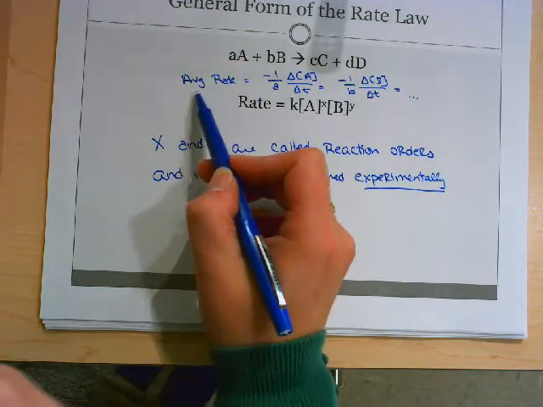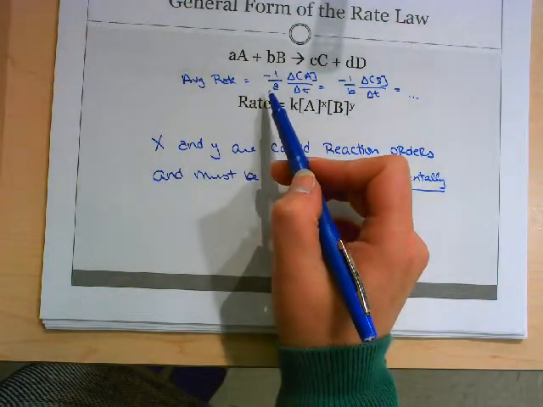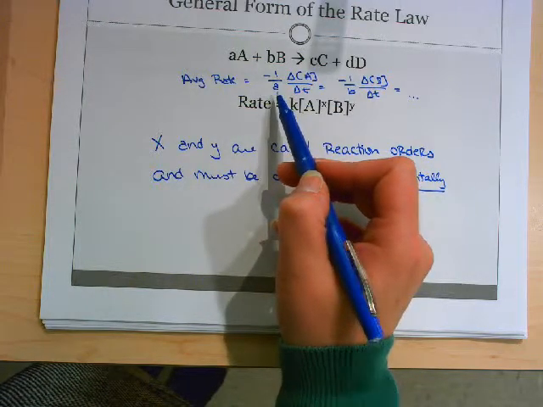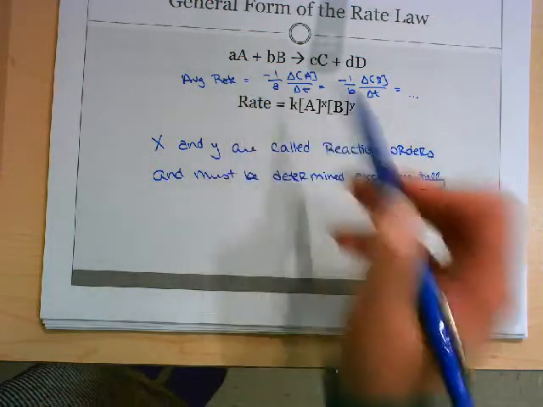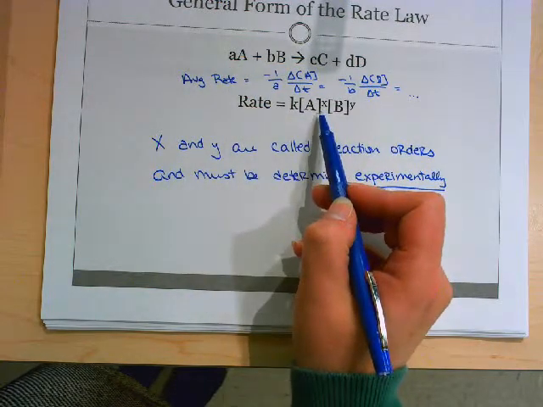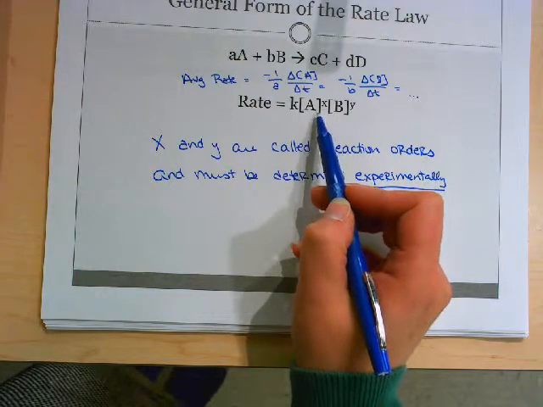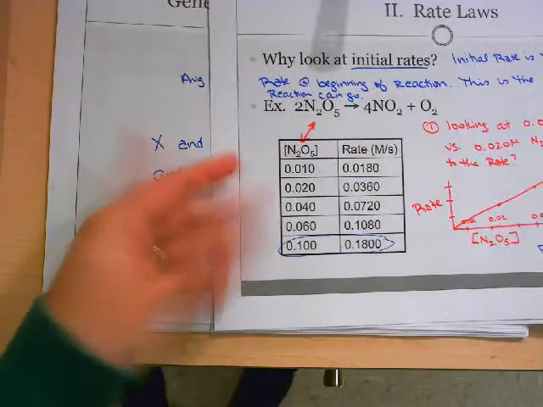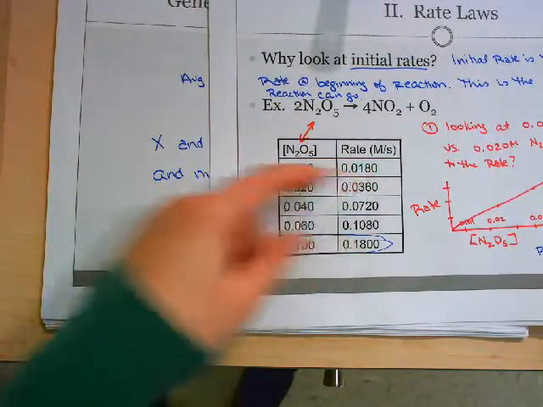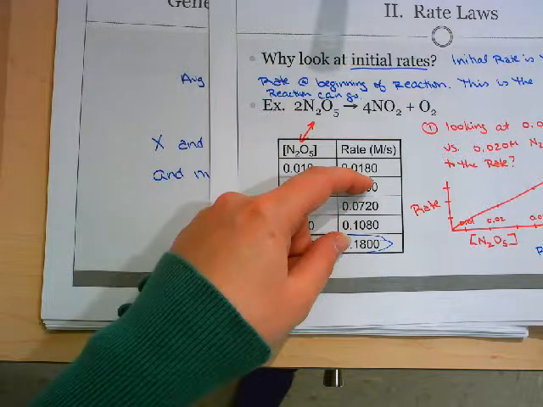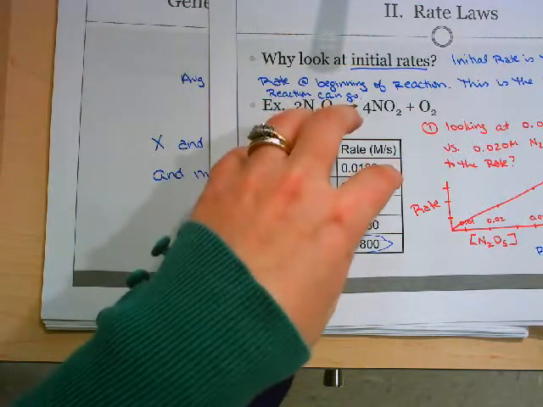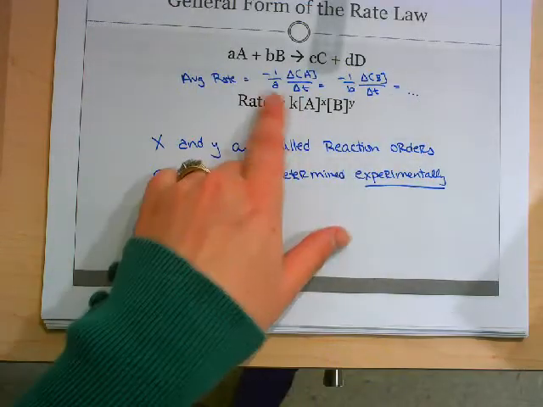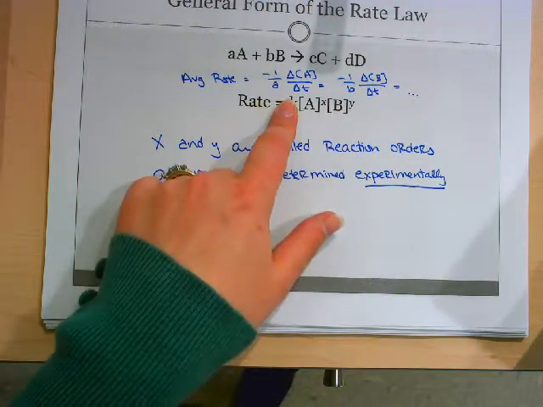So, looking at this first one, this average rate, do I have to do an experiment to figure out what these fractions are? No, right? They come right from the equation. But in order to determine these exponents, I actually have to do the experiment and collect data that looks like this, that tells me concentration and rate and how they're related. So that's two different ways of approaching a similar problem. This is experimental. This is just theoretical.